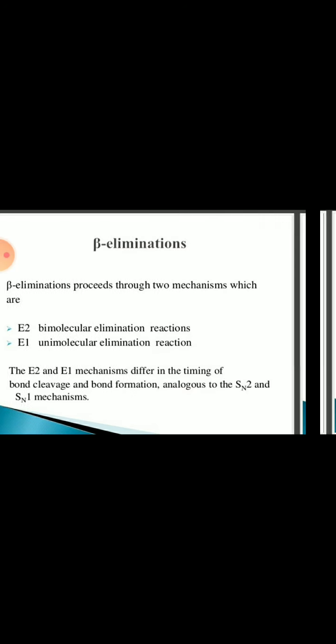Then the second one is beta elimination, in which adjacent atoms are eliminated with the formation of a multiple bond. For example, a base abstracts a proton, then a carbon-carbon double bond is formed, and simultaneously the halogen is removed from the substrate, giving an alkene as a product.